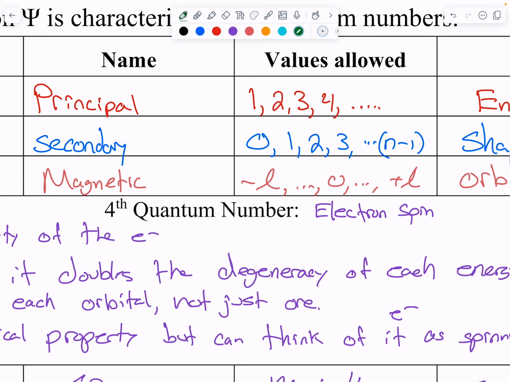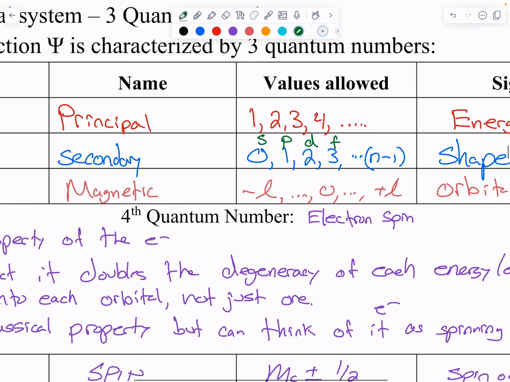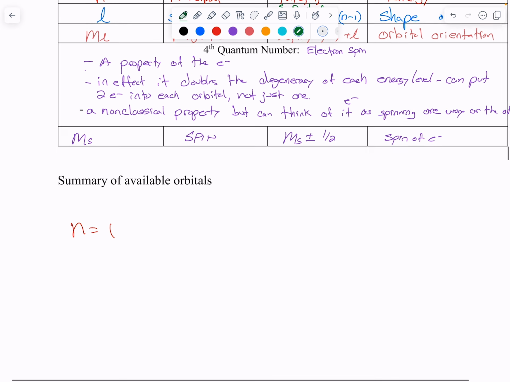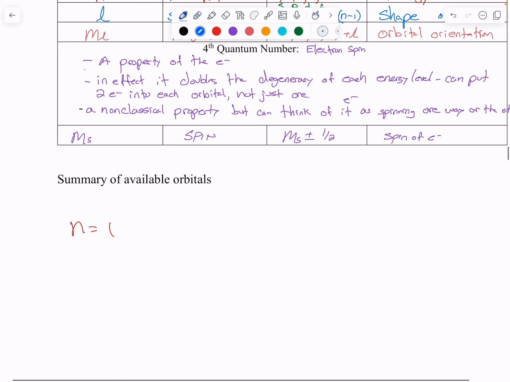So here, for the secondary, if L is 0, it's an s orbital. If L is 1, it's a p orbital. If L is 2, it's a d orbital, and L is 3, f orbital. And there's more, but those are the only 4 we're going to worry about in Chem 1. Okay? So when n equals 1, the only option for L is 0, right? Which is a 1s orbital.